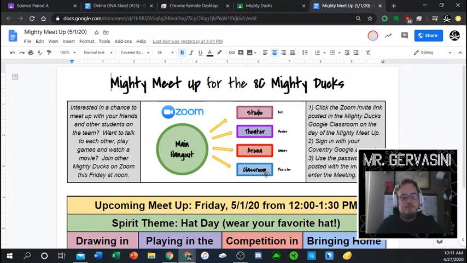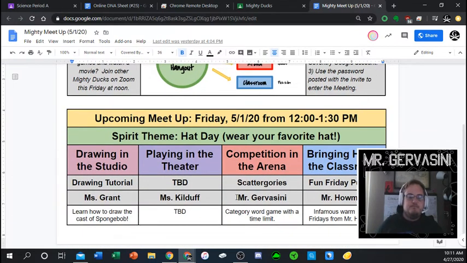Throughout the entire meetup, there's a spirit theme, like a spirit week. Picked hat day for this Friday. So this Friday from noon to 1:30, wear your favorite hat, your craziest hat. Join the video chat, see other people, talk to your friends, talk to people you haven't seen since March 13th, and then you can pick a place to go.